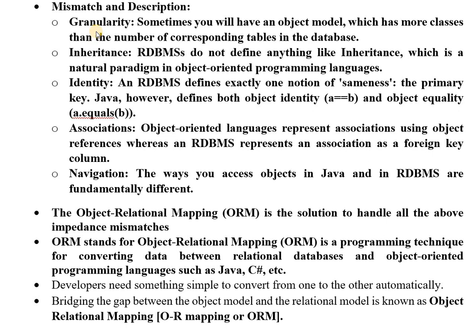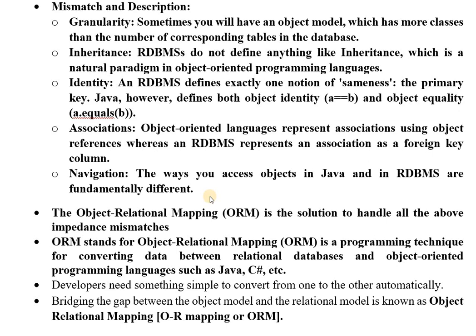Then associations. The way we associate objects in object-oriented languages and the way associations are represented in RDBMS using foreign key, the ways are very different. Now, how can I access the objects in Java and how can I access the table, rows and columns in RDBMS? Again, that is different. So, navigation may be different. अभी granularity, inheritance, identity, associations, navigations इस सब में अगर difference है तो ये difference को bridge करने के लिए what is the solution that I have?